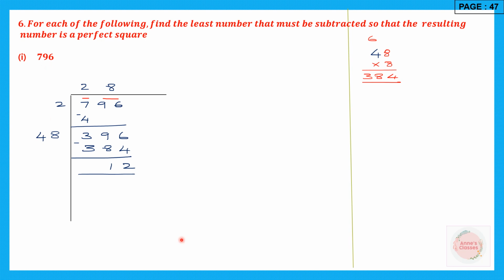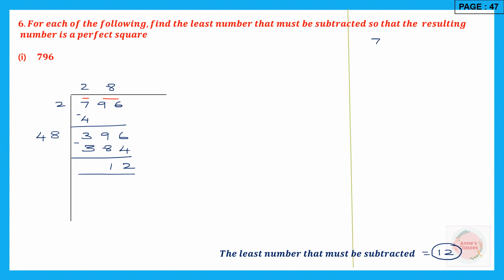Okay, so what is our final answer? The least number that must be subtracted is 12. So our answer is 12. Now you can also check this answer and see. That is, you can take the number 796 and subtract 12 from it. 6 minus 2 is 4, 9 minus 1 is 8, 784.